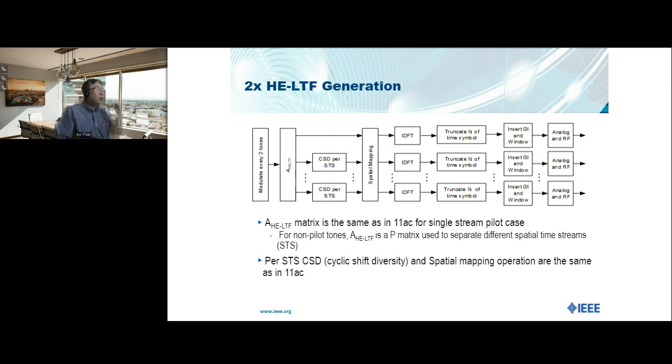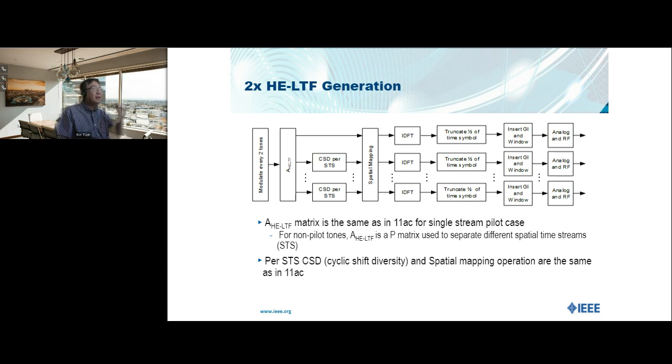This is the 2x LTF generation, already highlighting the idea. By the way, most of this plot is the same as 11ac. We will not dive into the detail of it, but the most important part I want to tell you is that, just like the first block, you see we modulate every 2 tones, because 2x LTF is equivalent to the 4x tone plan, which for data modulates every 2 tones. After that, we apply the A matrix, just like AC. For the different spatial streams, we apply the CSD, do spatial mapping, and do IDFT.